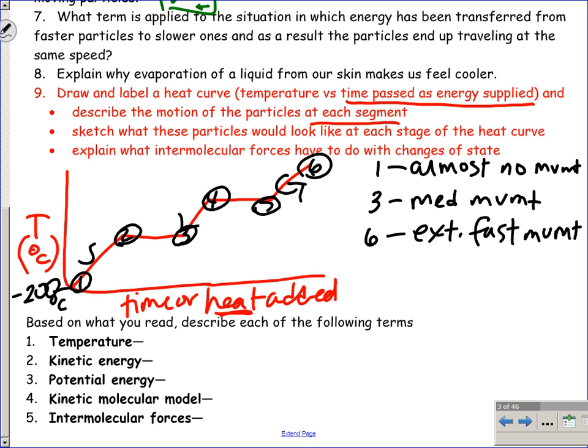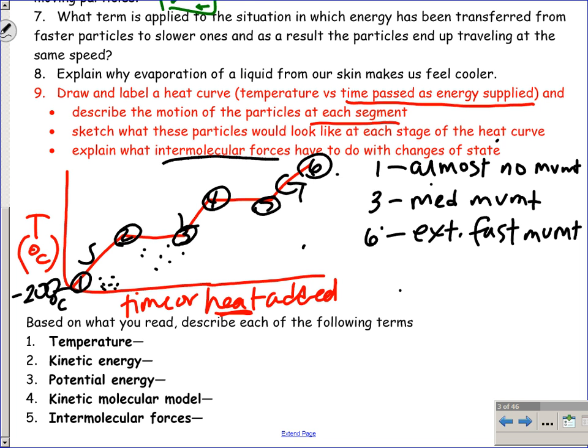Right, and so as we went from 1 to 3 to 6, we went higher and higher in temperature, which is what's correlating with our movement. So related to that, now you could sketch these particles. As a solid, they'd be compact, as a liquid, they'd be farther apart, and gases are super, super far apart. So close, a little bit farther away, and then there's our gas.